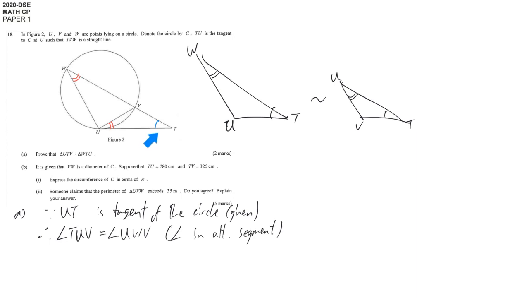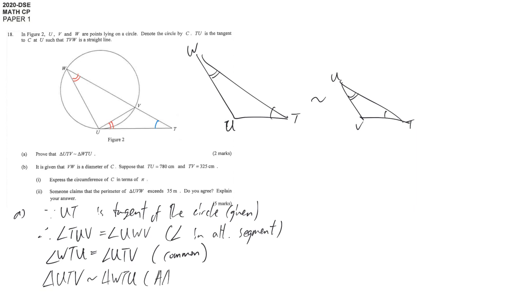And then we have the second pair of angles. So angle WTU is equal to angle UTV, common. Therefore, with two pairs of angles equal, we can say that they are similar already. Triangle TUV is similar to triangle WTU. The reason is AA. There is a reference called AA.